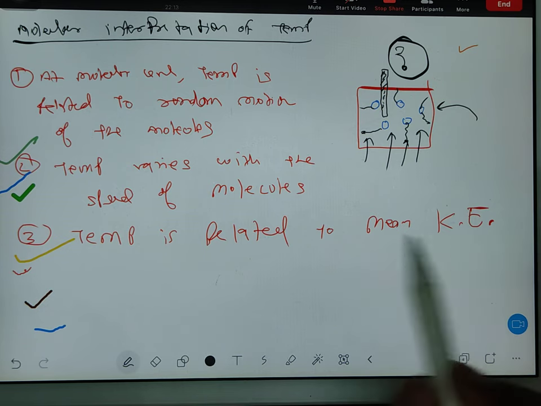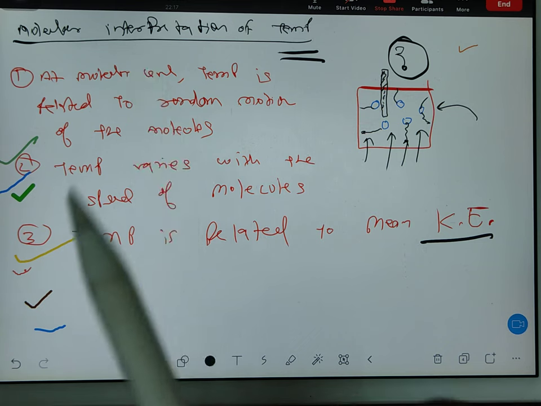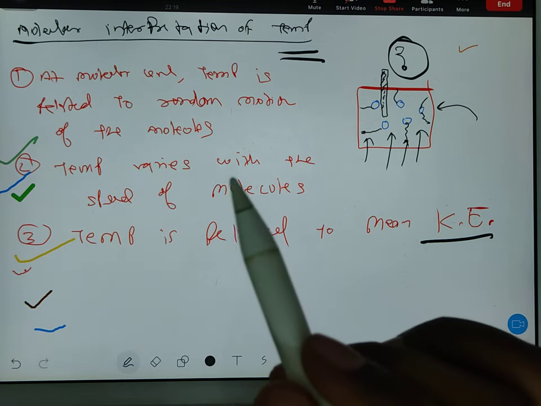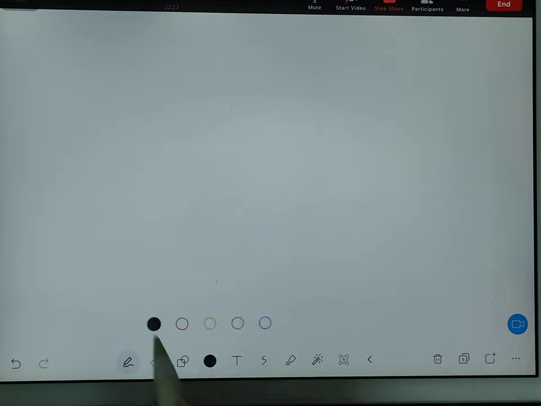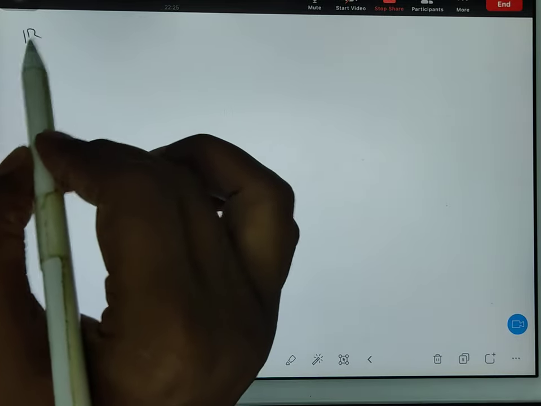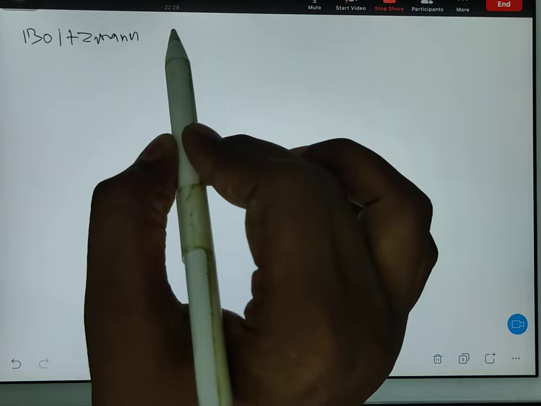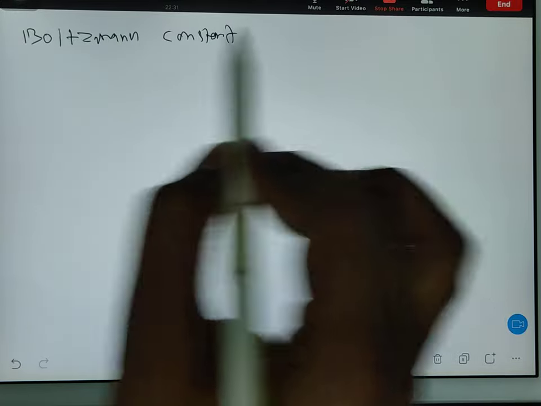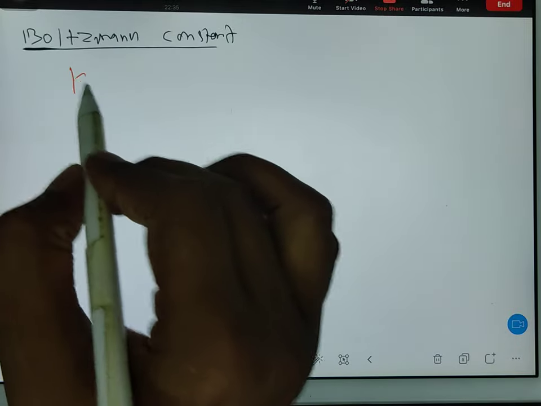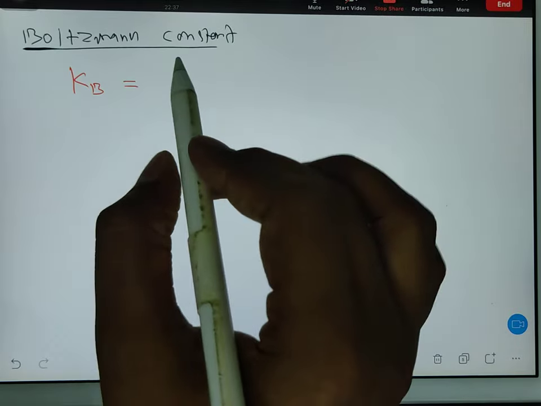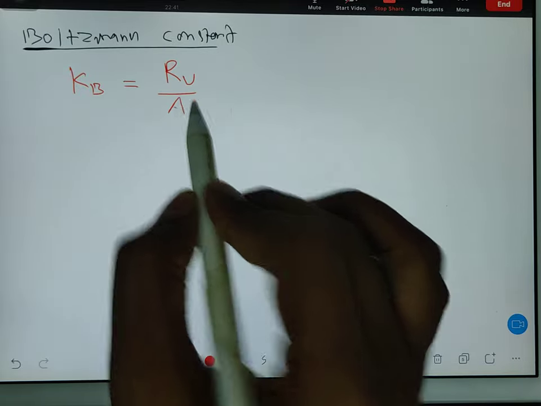Now we are going to discuss, because of this kinetic energy and temperature concept, a very important property that we call the Boltzmann constant. I will change the page, take down Boltzmann constant. So what is the Boltzmann constant? The symbol is kB and it has a formula: R universal divided by A.